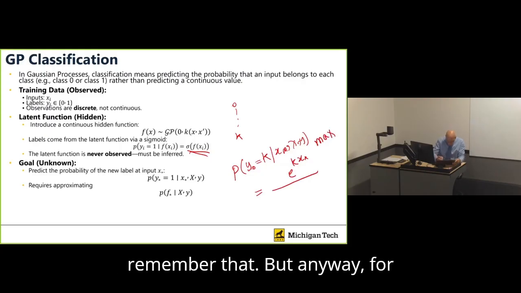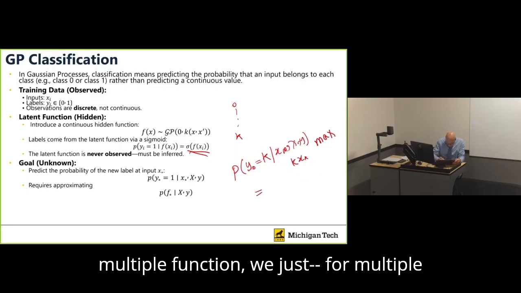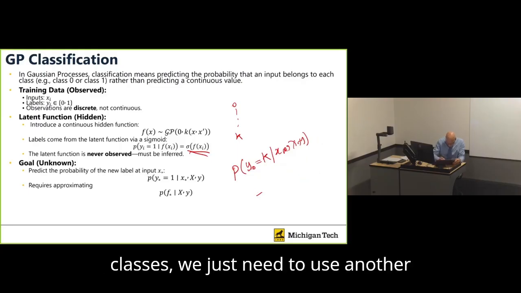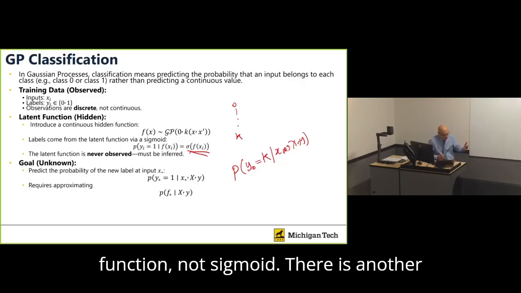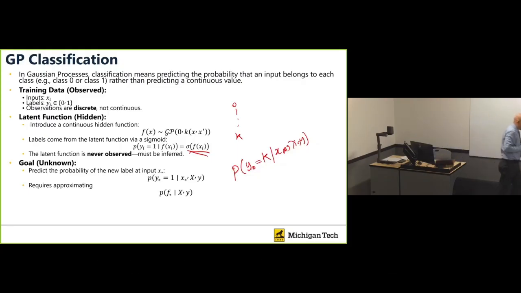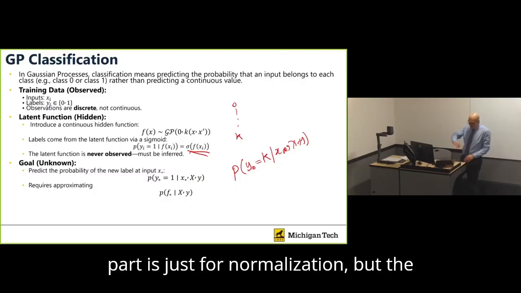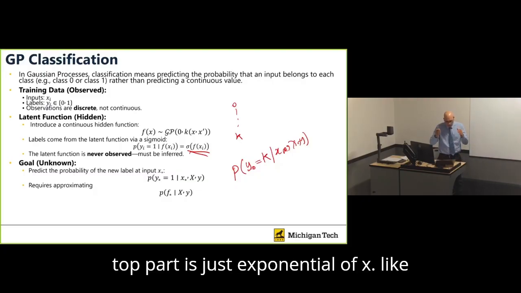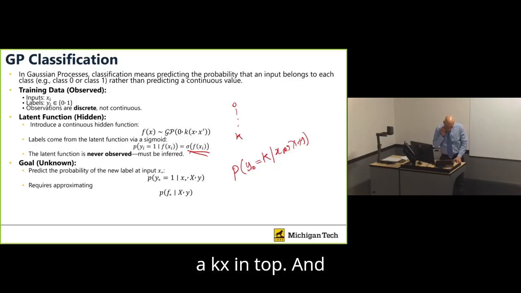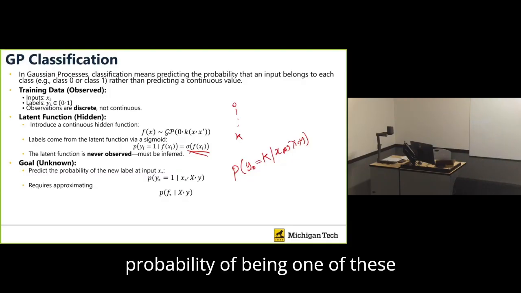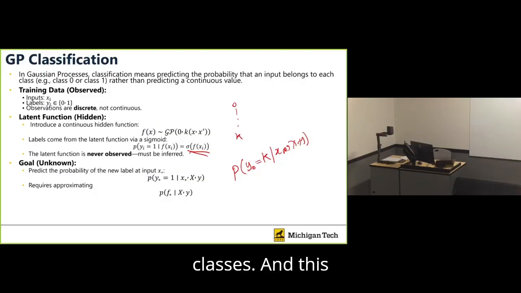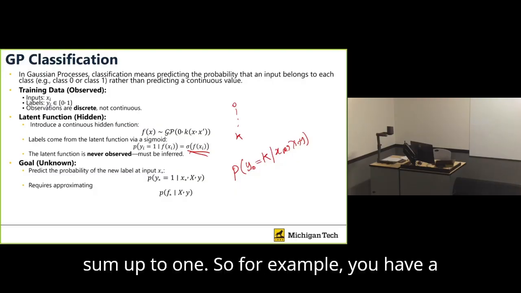I don't remember that. But anyway, for multiple classes, we just need to use another function, not sigmoid. There is another function, I don't remember it now. But it's an exponential function. The bottom part is just for normalization, but the top part is just the exponential of x, like k x, on top. And that's going to give you the probability of being one of these classes. And this sums up to 1.